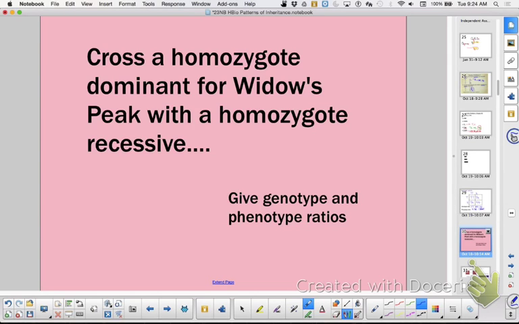Do it right now. Come up with your genotype, your phenotype. Do it in your head, do it on your practice paper. It might be good to put on your practice paper for review later. You'd be surprised, sometimes people miss things.